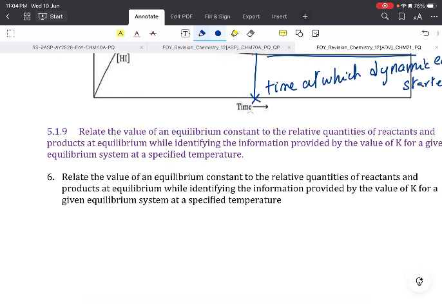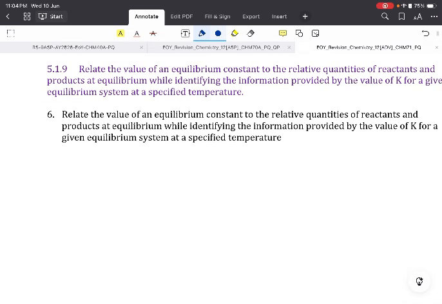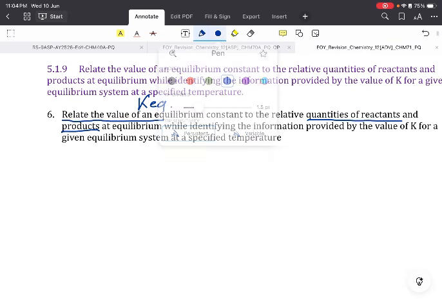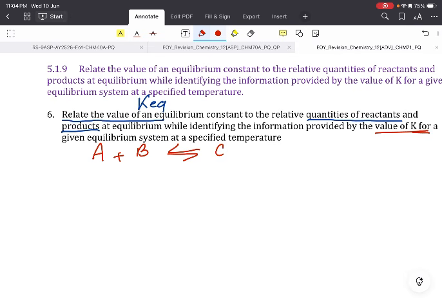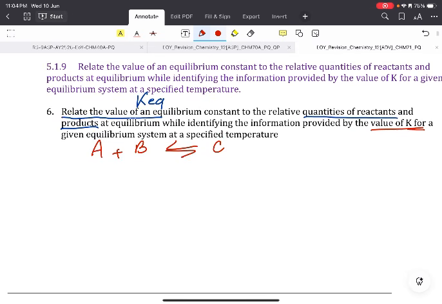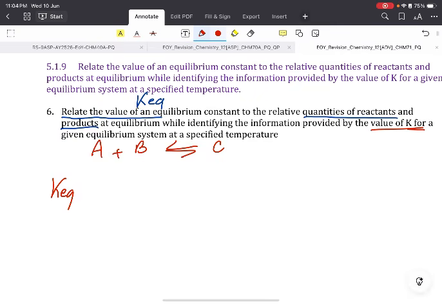Relate the value of an equilibrium constant to the relative quantities of reactants and the products at equilibrium. So first, we're going to talk about the value of K equilibrium and relate it to the quantities of reactants and products while identifying the information provided by the value of K for a given equilibrium system at a specified temperature. So let's say I have an equation A plus B in equilibrium with C. In this case, K equilibrium at constant temperature will have a value.